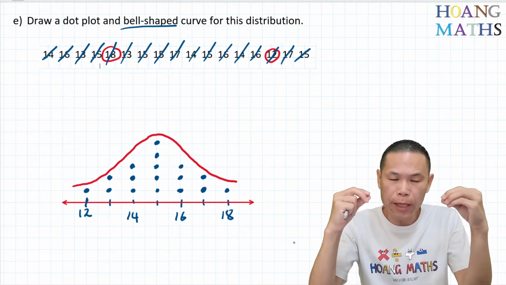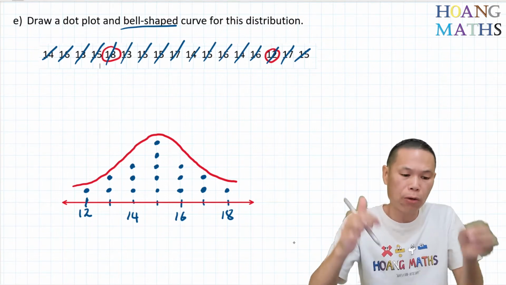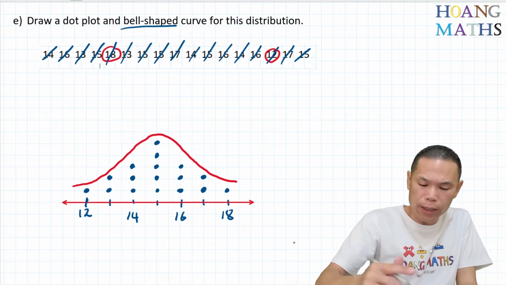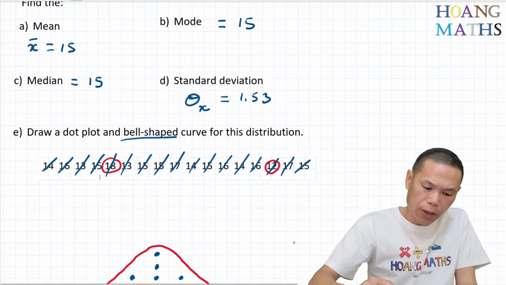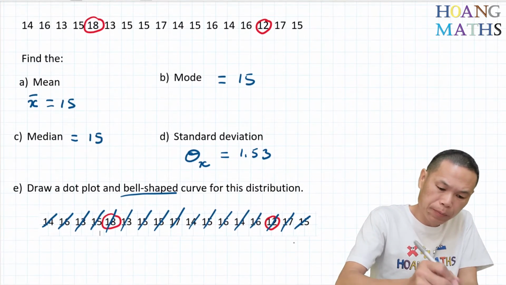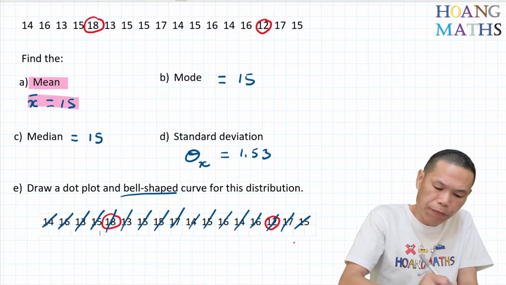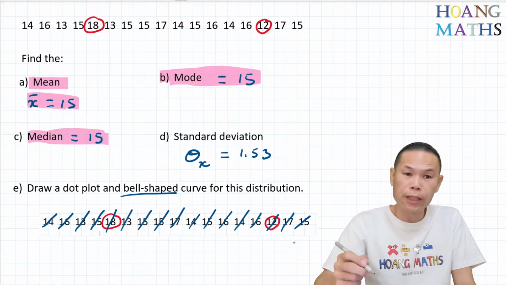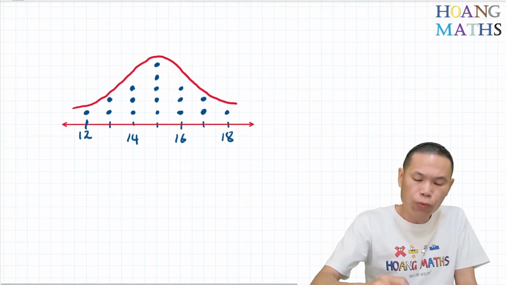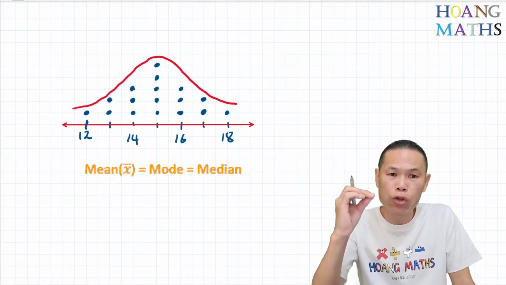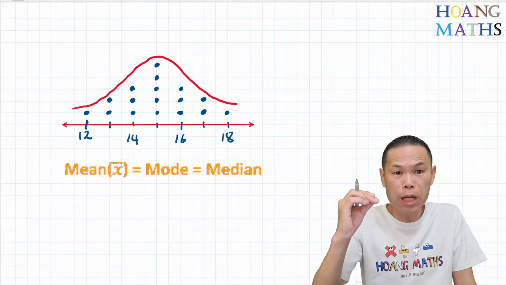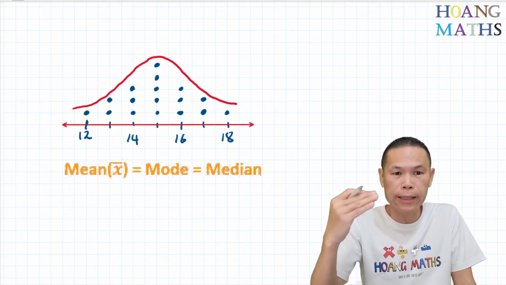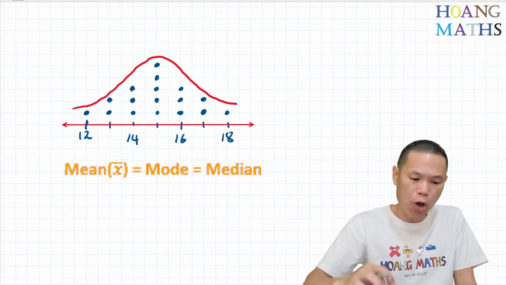Now let me just explain the significance of this bell curve. So we know that for a bell curve, we can see the mean is 15 and the median is 15 and the mode is 15. So in fact, for a bell curve to be normally distributed, this means that the mean, mode, and median are the same, okay? So just keep that in mind.